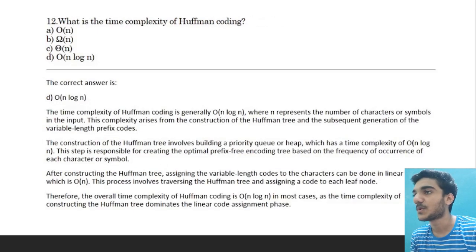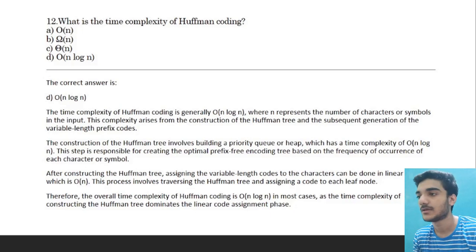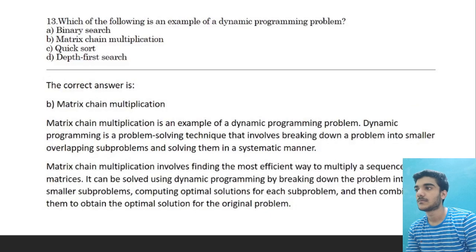Question 12. What is the time complexity of Huffman coding? And the correct answer is big O of n log n, where n represents the number of characters or symbols in the input. This complexity arises from the construction of the Huffman tree and the subsequent generation of the variable length prefix code.